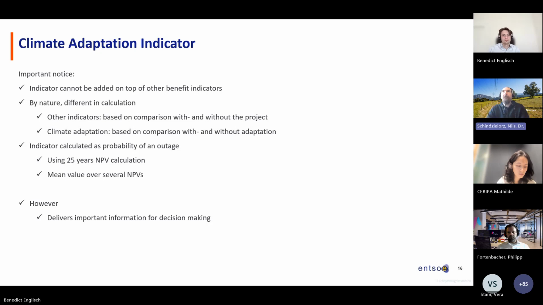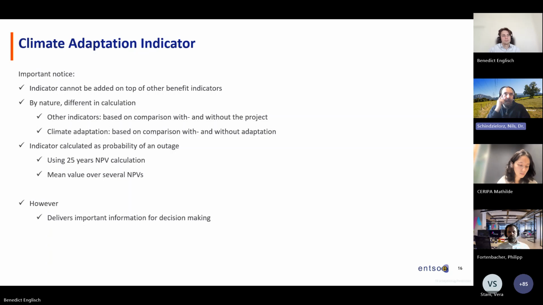As for the other indicators, we are always comparing with and without the project. So the whole system, let's say system costs with and without the project. And what we are doing here is not with and without the project, but for the same project, with and without the climate adaptation. So that's a first difference. And then also, the benefit that comes out as one number from this indicator is already included in an NPV calculation. So it must not be directly compared to the benefits that are coming out from just one market simulation or several market simulations.